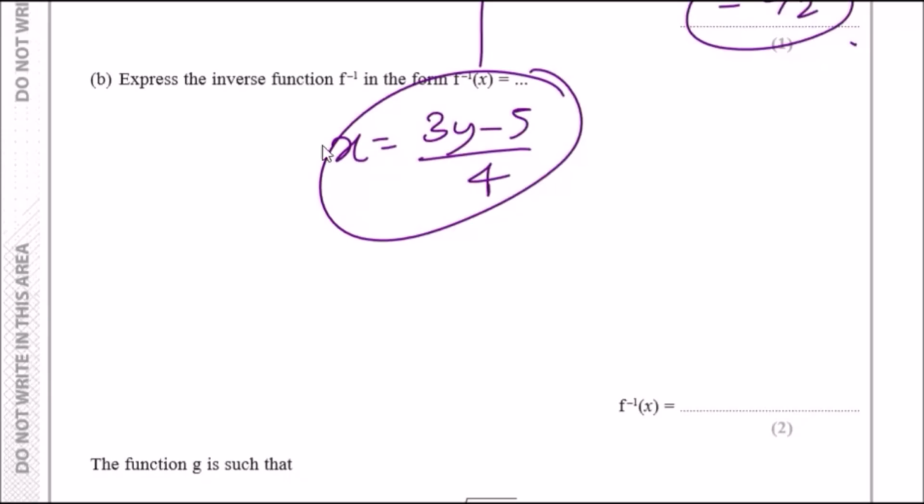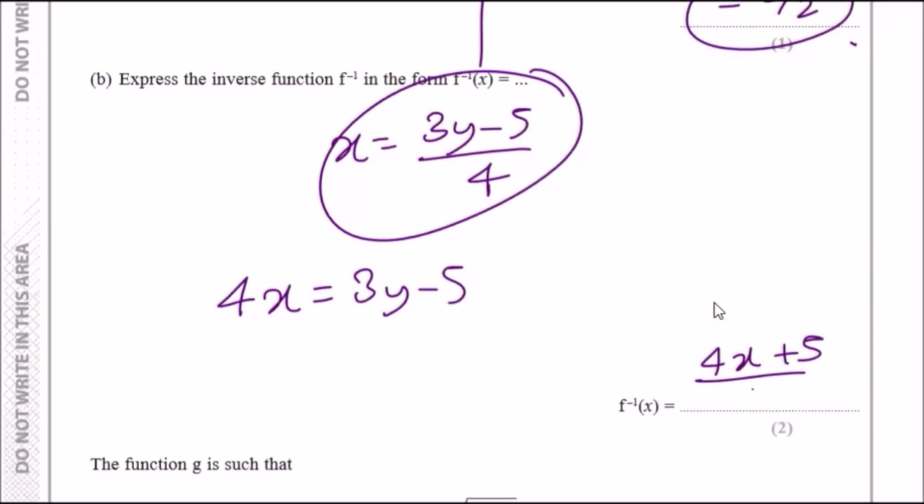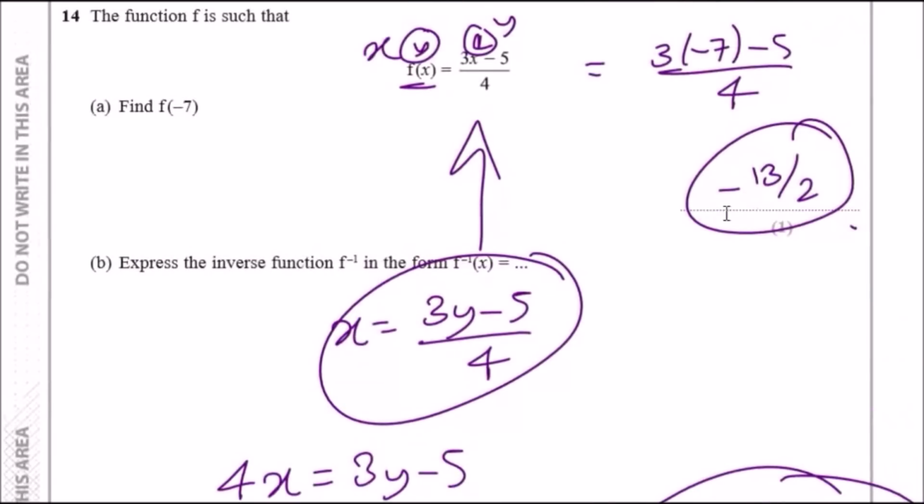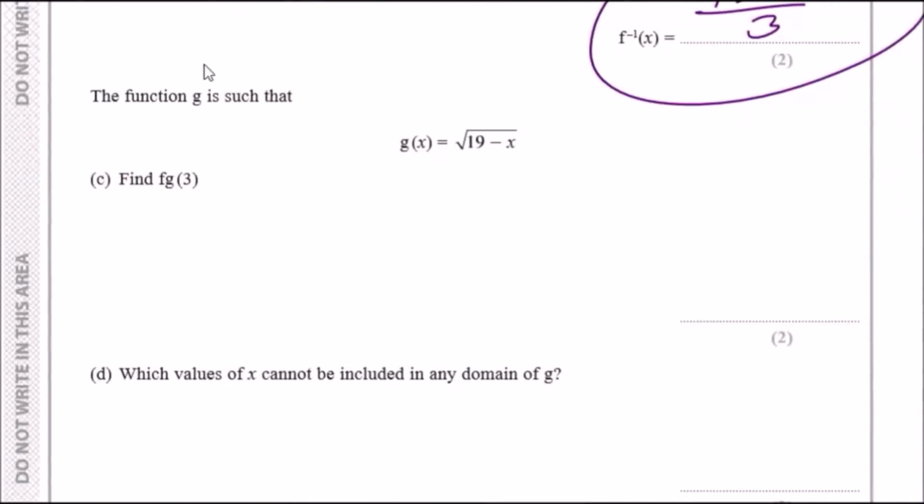So to do that, firstly times 4 across, so clear the fraction. So you can have 4x equals 3y minus 5, and then add 5 across and divide by 3. So you should get (4x plus 5) over 3, and that's it. And that is your inverse. It's literally so easy. Now next one.